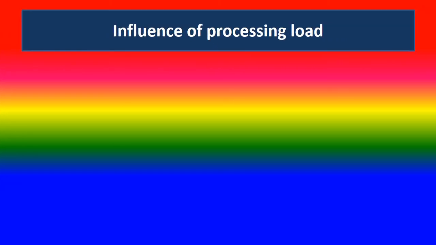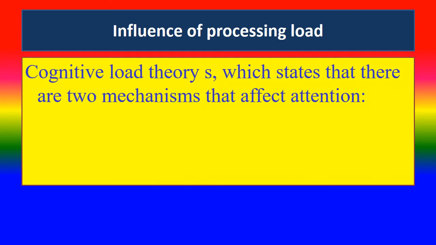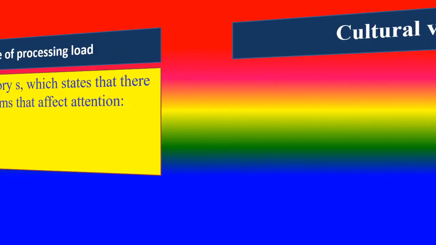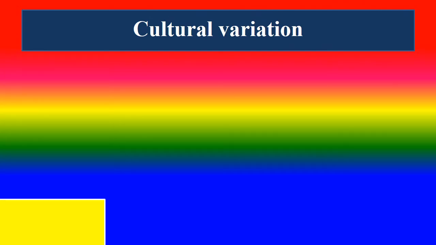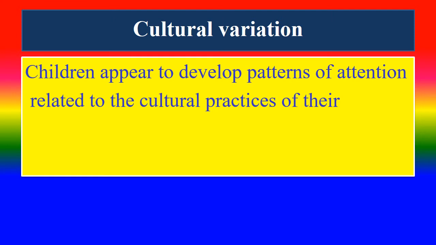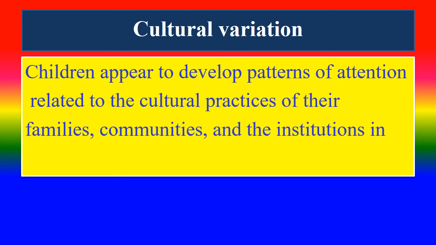Influence of processing load. Cognitive load theory states that there are two mechanisms that affect attention: 1. Cognitive. 2. Perceptual. Cultural variation. Children appear to develop patterns of attention related to the cultural practices of their families, communities, and the institutions in which they participate.